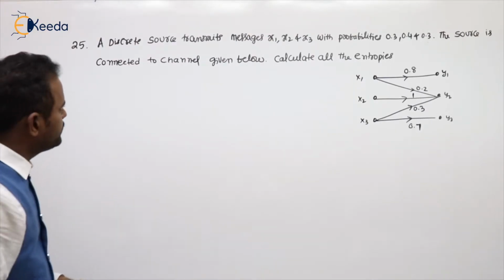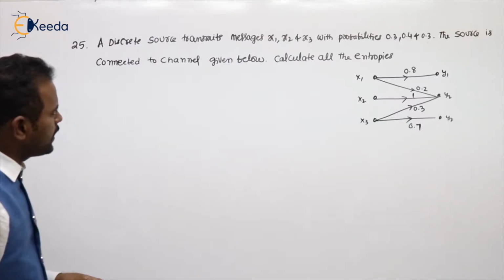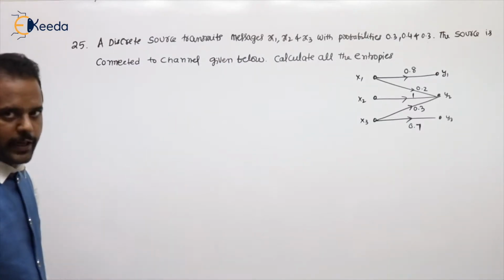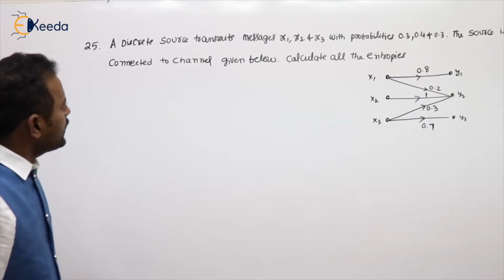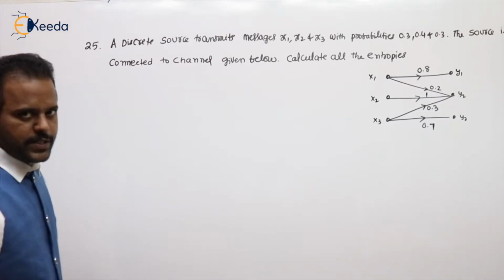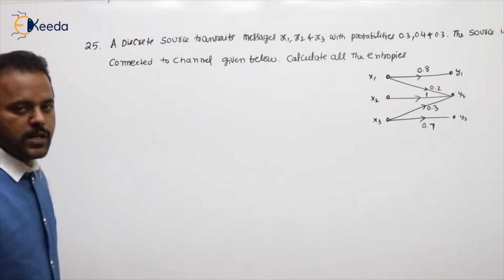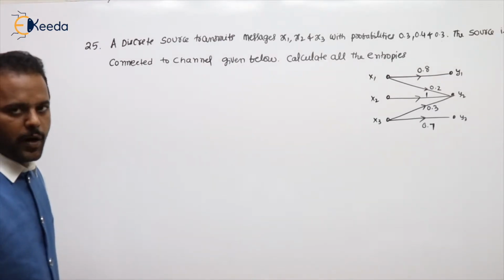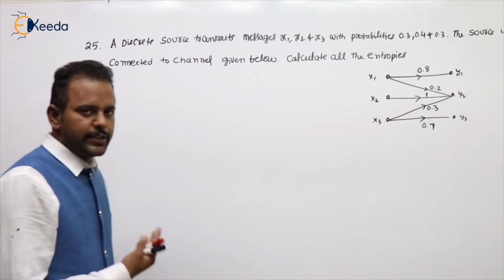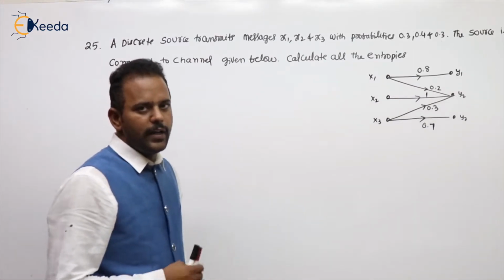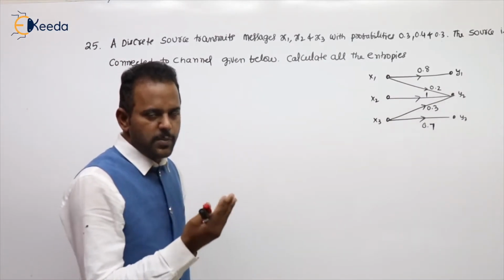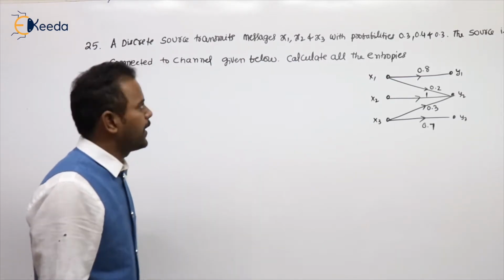See the next problem. It is on two-dimensional, where input and output are given, and here we calculate all entropies. What are the entropies associated with the two-dimensional property? They will be H of X, H of Y, H of XY, H of X by Y, and H of Y by X. Those are the five.